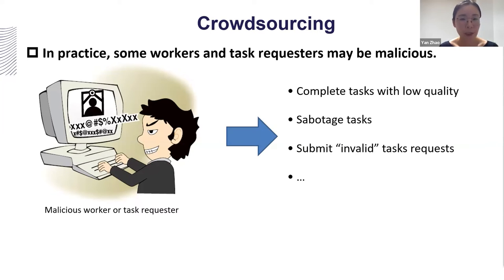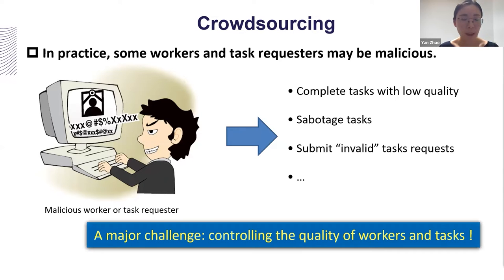Such actors may complete tasks with low quality, or may even sabotage tasks, or they may submit invalid task requests that cannot be finished by their deadlines or don't bring any rewards to workers. The malicious actors impact platforms and their workers and requesters negatively. Therefore, controlling the quality of workers and tasks is a major challenge in crowdsourcing.